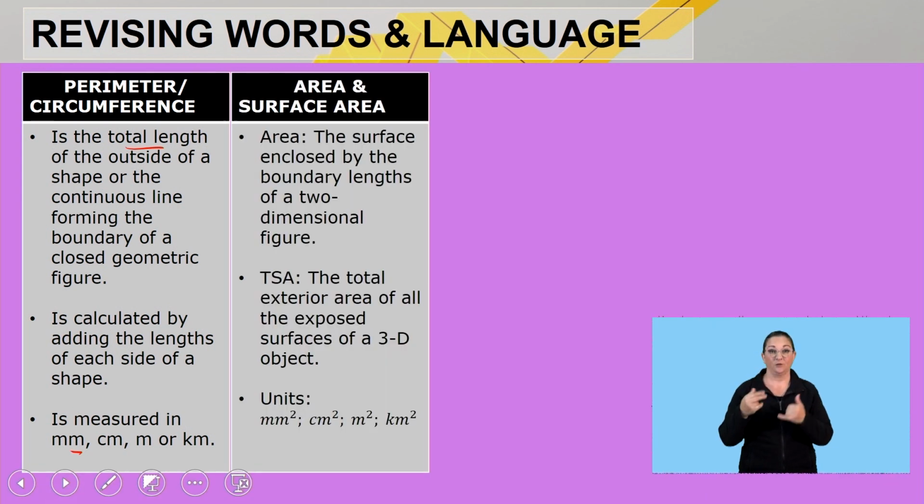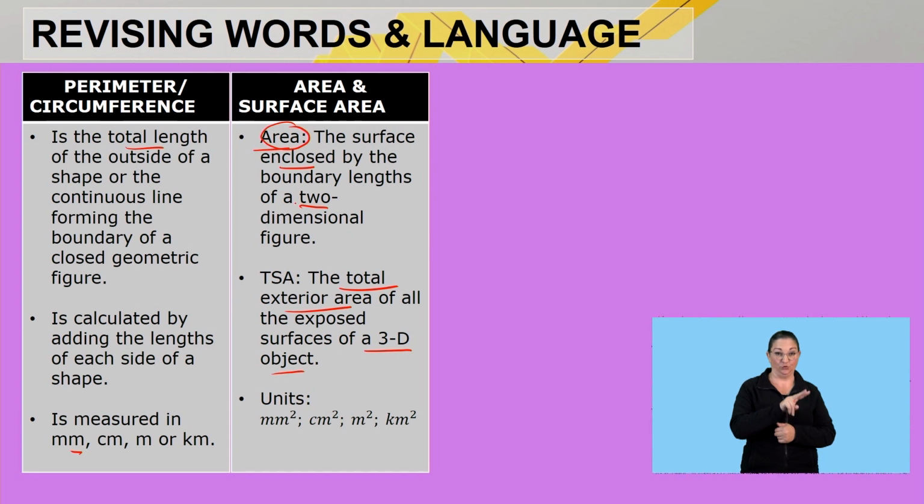We've also looked at area and surface area, where we've indicated that area is the surface enclosed by the boundary lengths of a two-dimensional figure. Then total surface area is the total exterior area of all the exposed surfaces of a three-dimensional object. Then we distinguish by saying for area, we focus on a two-dimensional object, and for total surface area, we work with a three-dimensional object. For both, the unit remains millimeters squared, centimeters squared, meters squared, and so forth.